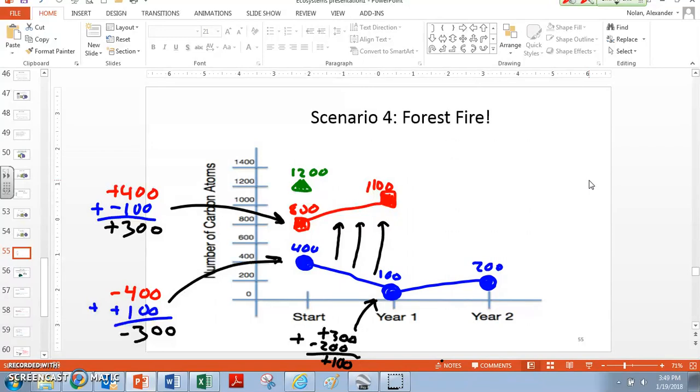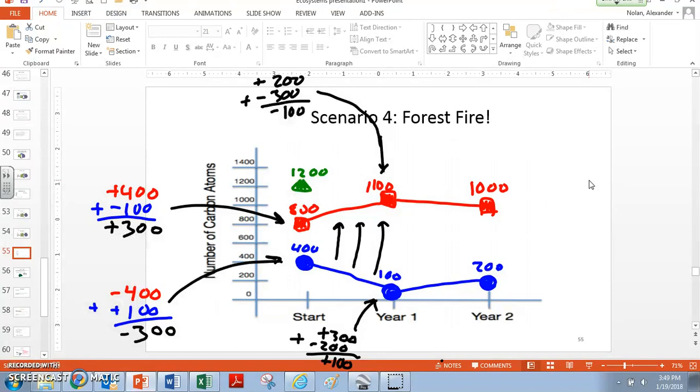And then our inorganic, this one, we are actually going to gain 200 and lose 300 because those were our parameters that we established. So our net flux is actually going to be negative 100. We're going to end up losing 100 so that we end up with just 1,000 in year two. So this is where we end up going.